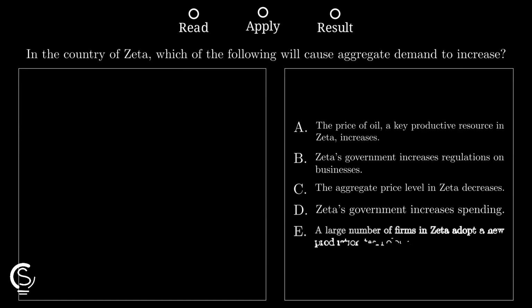Aggregate demand means total spending on a country's goods and services. So we want the choice that directly raises overall spending, not something that only changes costs, rules, or technology.